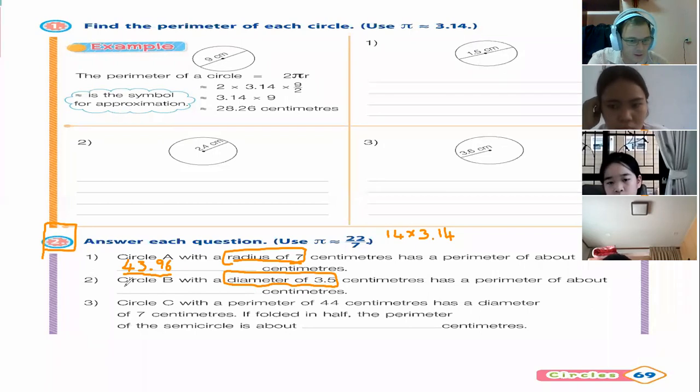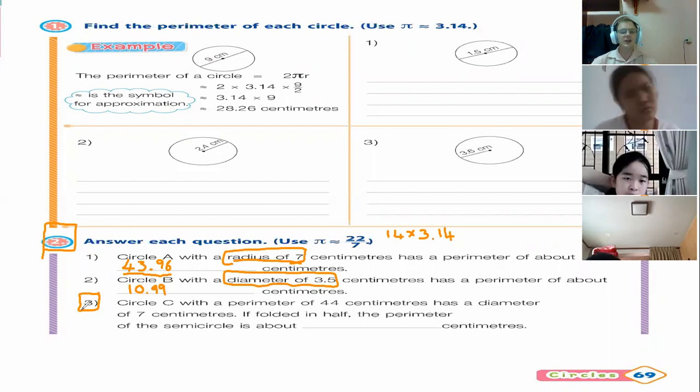So this will give us then a 10.99. But let's read number 3. Quite interesting, a little bit different. They say circle C with a perimeter of 44 centimeters has a diameter of 7 centimeters. If folded in half, the perimeter of the semicircle is about how many centimeters?